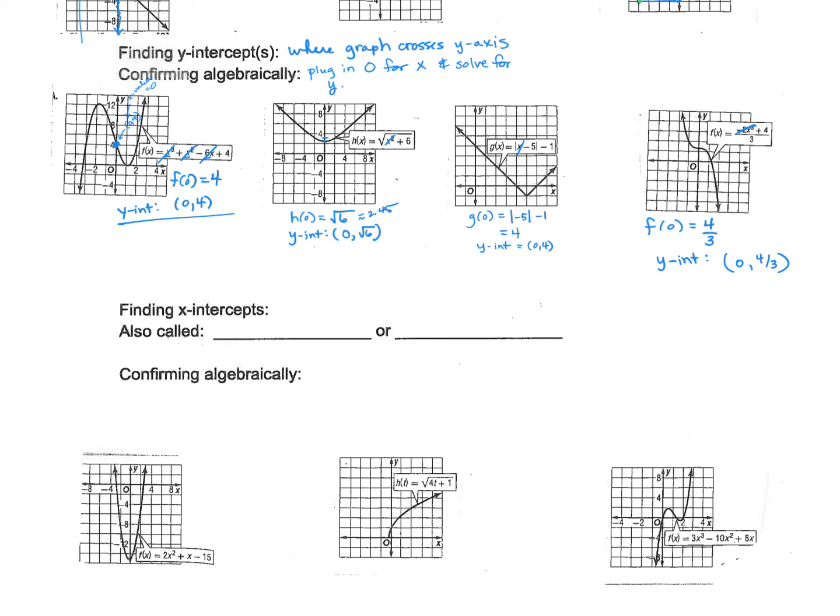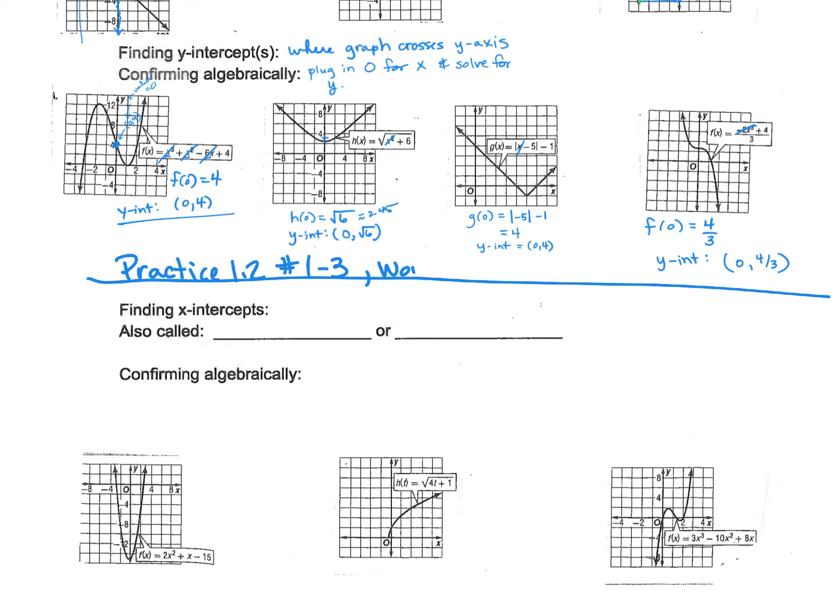Now, your homework. Since we're stopping here, you're going to do all of practice 1-1, finish it up. You're going to do 1-2, 1 through 3, and you're going to do the word problems 1 through 3. Front and back, 1 through 3, and then all of 1-1, front and back. They did the rest of 1-1 last time.